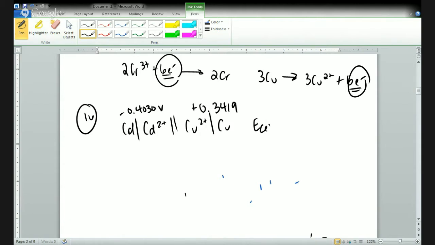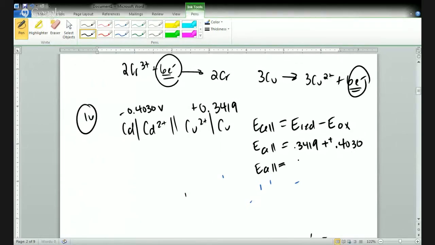When we calculate E cell, it's always going to be the E of the reduction minus the E of the oxidation. So I'm just going to plug the two numbers into E cell. I'm going to do 0.3419 because this part is my reduction, and I'm going to subtract a negative 0.4030 because that's my oxidation. When you subtract a negative, it becomes positive. So my E cell is going to equal 0.74. Now we rounded to 2 sig figs, obviously. So on the test tomorrow, if you're a couple decimal places off based on rounding, that would be what we would get. But that's how you do number 16.